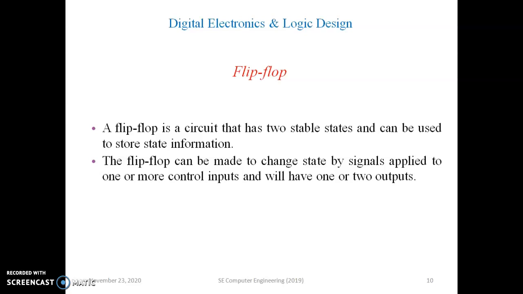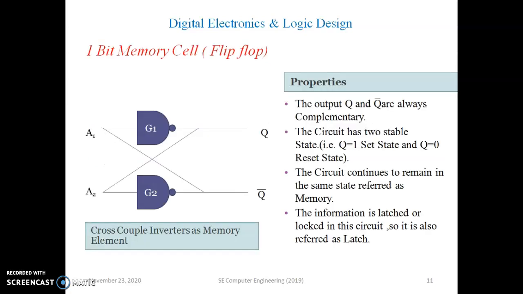So this flip-flop is a circuit that has two stable states and can be used to store state information. The flip-flop can be made to change state by a signal applied to one or more control inputs. We'll have one or two outputs. So it is a 1-bit memory cell, and it has different properties. This is an example of a cross-coupled inverter as a memory element. NAND gates are used here in the cross-coupled inverter, which will give you the same output here.